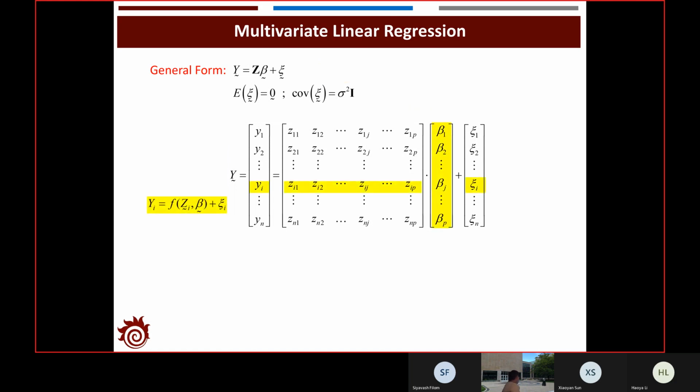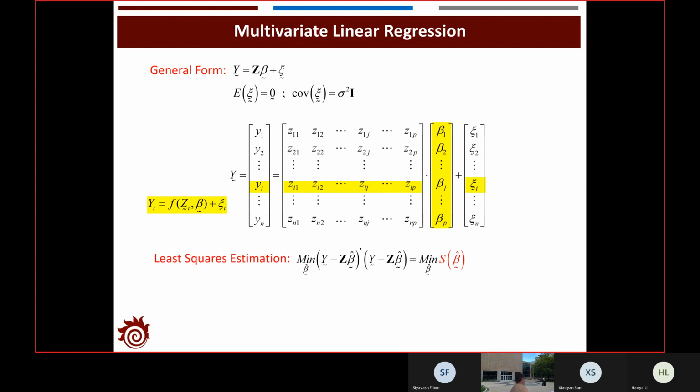So those are some examples, and you can see that we can use this matrix format to find the estimation of the number of trips for the ith household. So yi is a function of zi and beta, and also the random term, the ith random term. If we write it as a linear equation, it is beta 1 times zi1 plus beta 2 times zi2, up to beta p times zip plus epsilon i.